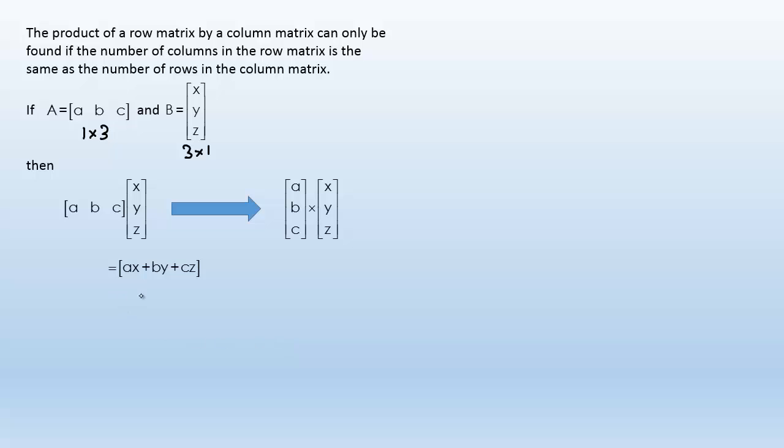What we get is AX, add BY, add CZ. So in actual fact, our product matrix just has the one element, because this would just be a number. So we have a 1 by 1 matrix.